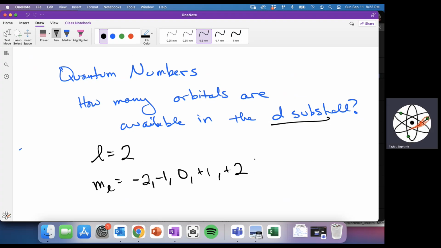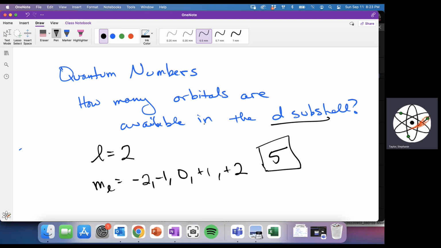So those are my options for M sub L, and that's 1, 2, 3, 4, 5 options. So then I would just count them, and I would tell you that for every value of M sub L, that's 1 orbital. There are 5 values for M sub L, that's 5 orbitals, and I'm done. So that's how I actually do that. For me, that's not a calculation because that's using the rules of quantum numbers to figure out how many values there are and then counting them.